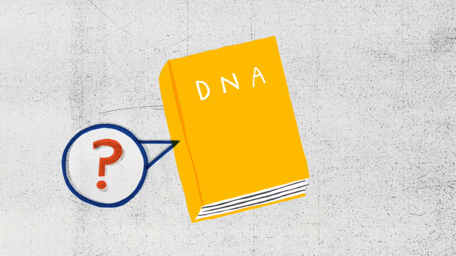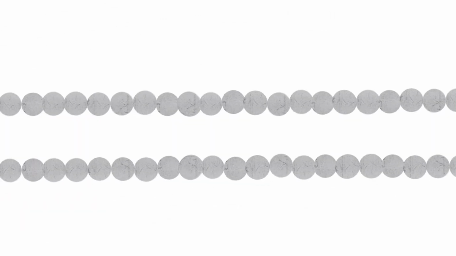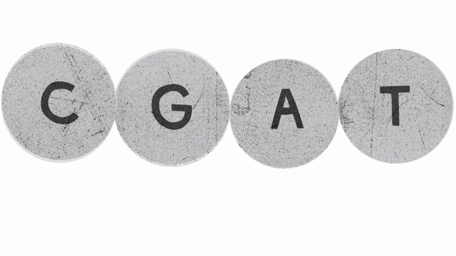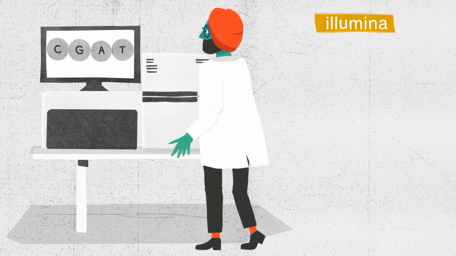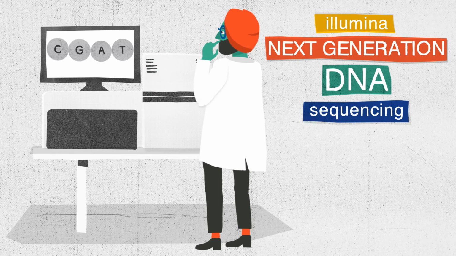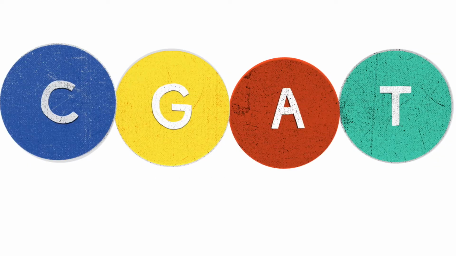But how do you read DNA? If we think of DNA like two strings of pearls coiled around each other, each pearl is one of four bases. At the University of Oxford, geneticists use a technology called Illumina Next Generation DNA sequencing to identify the order in which the bases are encoded within a strand of DNA. It assigns a unique fluorescent label to each base, which makes them easy to recognize.